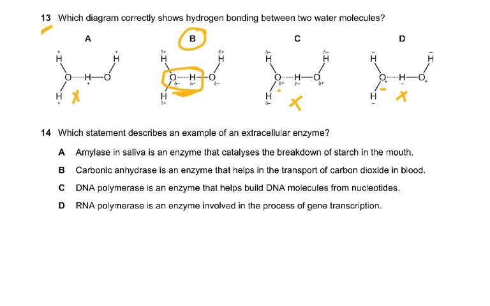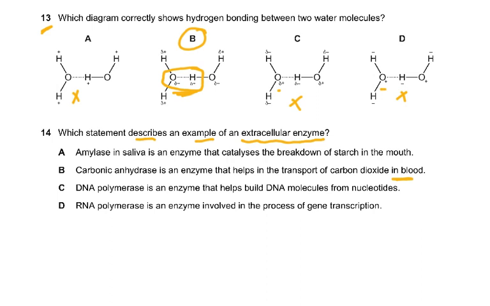Which statement describes an example of an extracellular enzyme? Amylase in saliva is an enzyme that catalyzes the breakdown of starch in the mouth. Carbonic anhydrase is an enzyme that helps in the transport of carbon dioxide in the blood. DNA polymerase is an enzyme that helps build DNA molecules from nucleotides. RNA polymerase is an enzyme involved in the process of gene transcription. If you look at all these, carbonic anhydrase helps the transport in the blood.